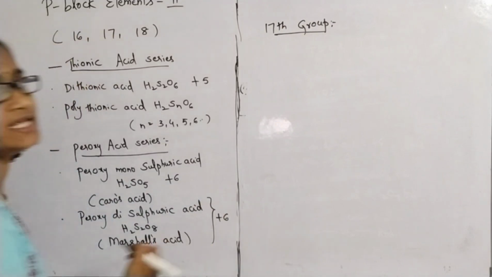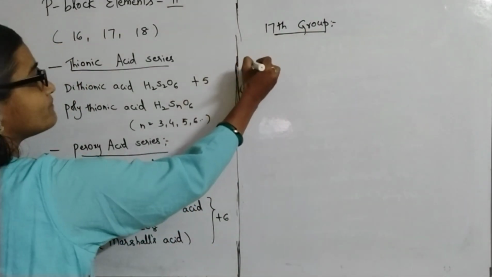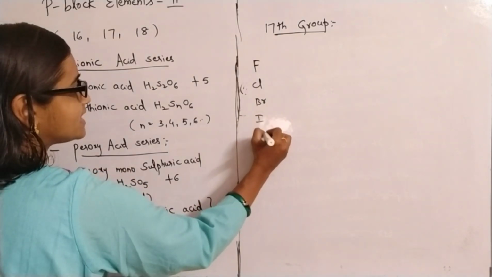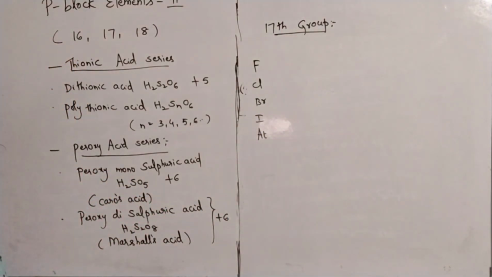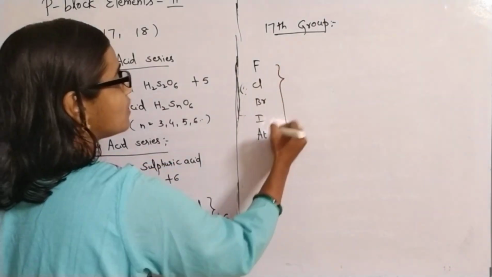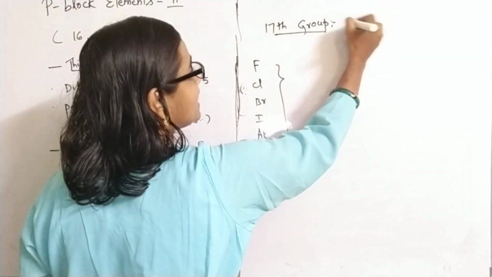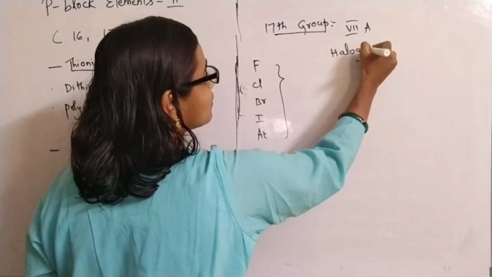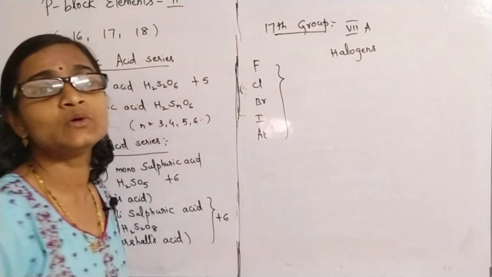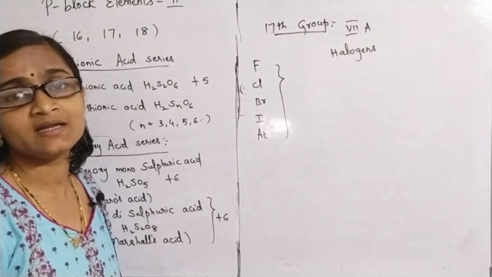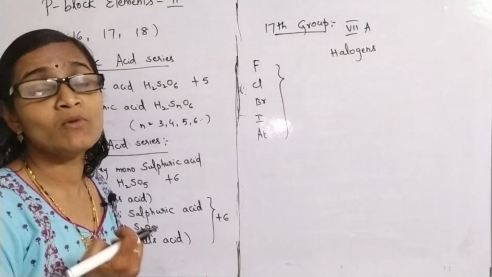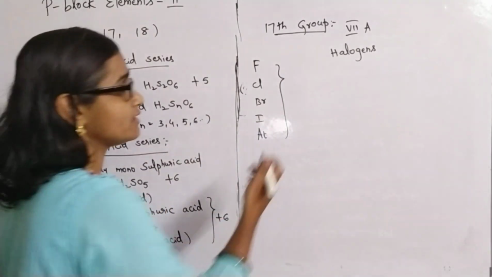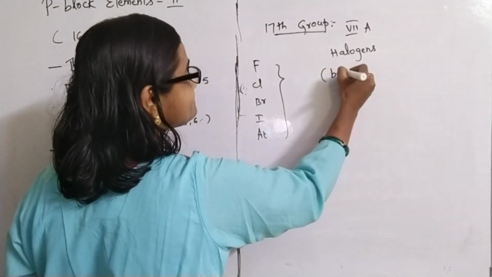What are the 17th group elements? Fluorine, chlorine, bromine, iodine, astatine. These elements are called 17th group elements, also called 7th A group elements. You call them halogens. The word halo stands for seawater, and gens stands for born from. That means these elements are born from seawater.